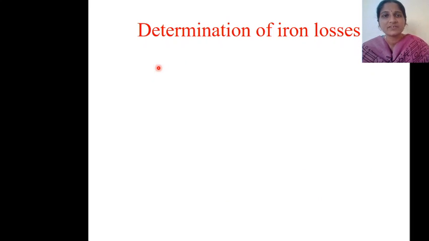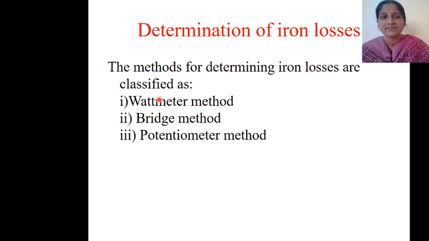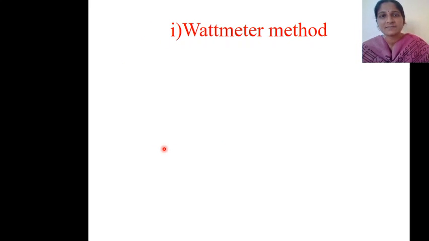Now, to determine the iron losses, there are three different methods. One is the wattmeter method, the second is the bridge method, and the third is the potentiometer method. As the name itself says, in the wattmeter method you use a wattmeter, in the bridge method you determine the iron losses using different bridges, and in the potentiometer method you use potentiometers. These are the three methods by which you can calculate the iron losses. First, let us discuss the wattmeter method.